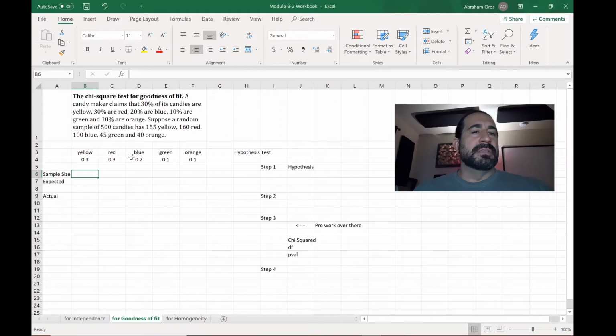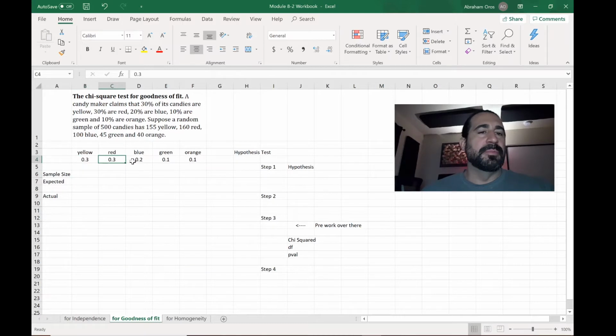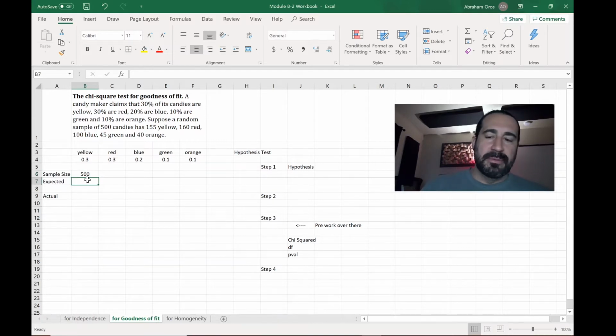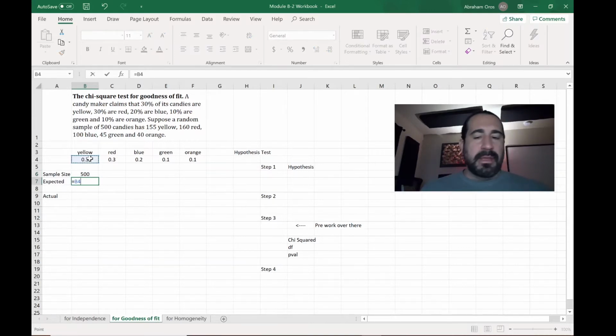All I'm going to do is actually just work through the hypothesis test for these so you can see how that's done. Okay? So these, you'll notice, the only real information they gave us were these proportions. And these are expected proportions, right? That's what the candy maker claims. So we're going to calculate the expected count by realizing how many there are. There are 500 candies. So out of 500 candies, if 30% are yellow, then we can multiply this times that 500, right? So that's 150.